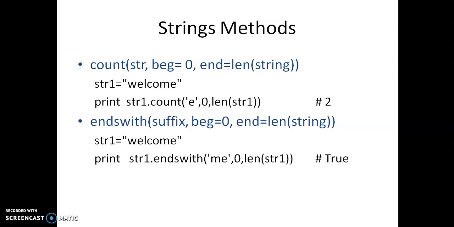str1.endswith of, within the single quotes, here we are giving me, that is to check whether our string ends with me or not. And I want to check from the 0th index to the length of str1, that is the ending index, the last index of the string. It checks whether the string ends with me or not. It ends with me, so it gives the value true.